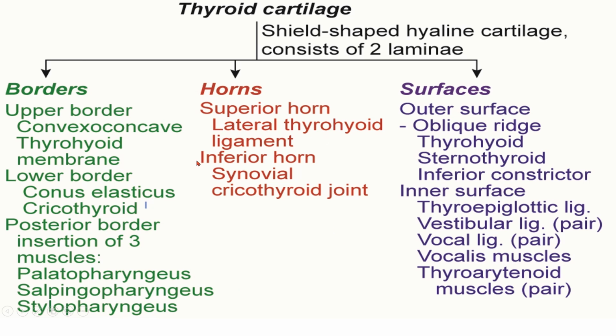Horns: there is a superior horn and an inferior horn. To the superior horn, the lateral thyroid ligament is attached. The inferior horn forms the synovial cricothyroid joint with the cricoid cartilage. On the outer surface, there is an oblique ridge, in relation to which there will be attachment of thyrohyoid, sternothyroid, and inferior constrictor muscle. On the inner surface, there will be attachment of thyroepiglottic ligament, vestibular ligament, and vocal ligament, and attachment of the vocalis muscle and thyroarytenoid muscle.